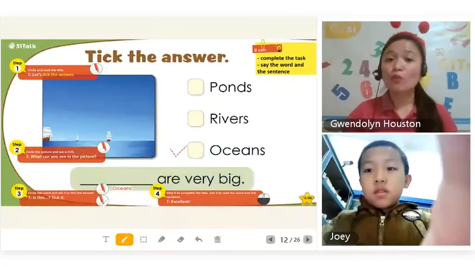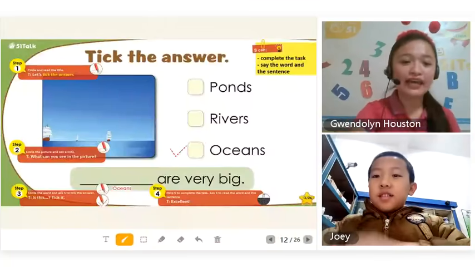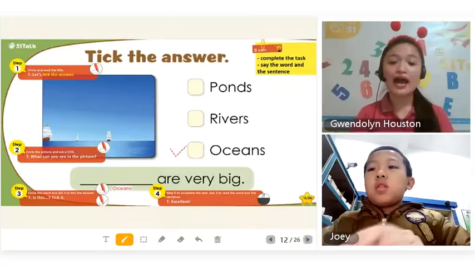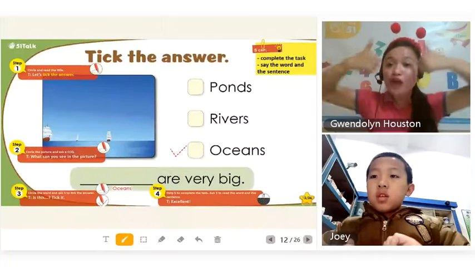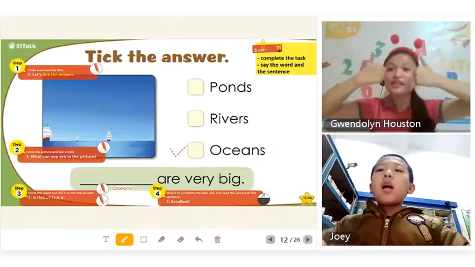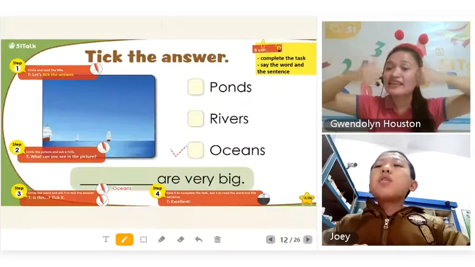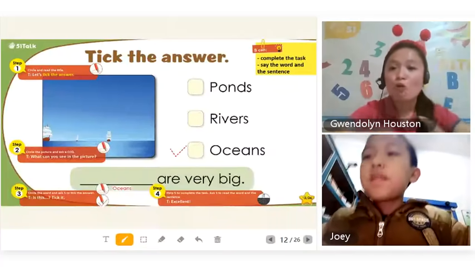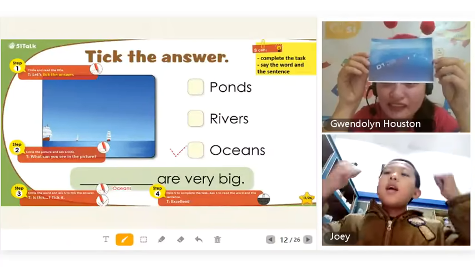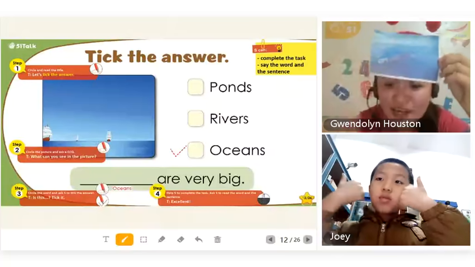Now, Joey, we will have another activity, okay? Is that okay with you? Now, you're going to do this: if it is an ocean, thumbs up. If it's not, thumbs down, okay? Now, what is this, Joey? Is this an ocean or not? Yes, very well. This is an ocean.